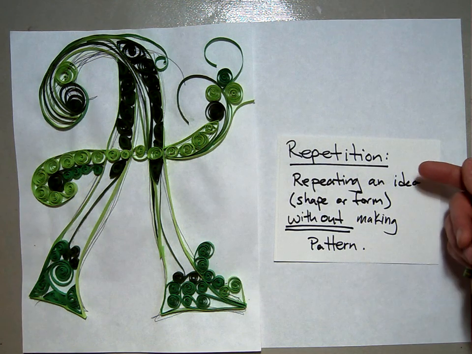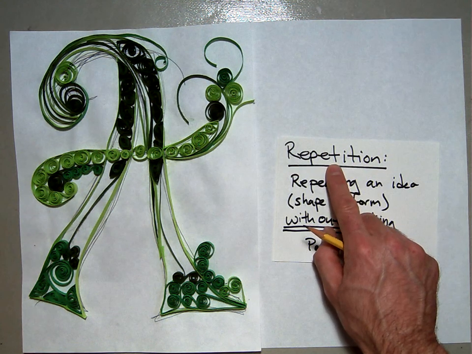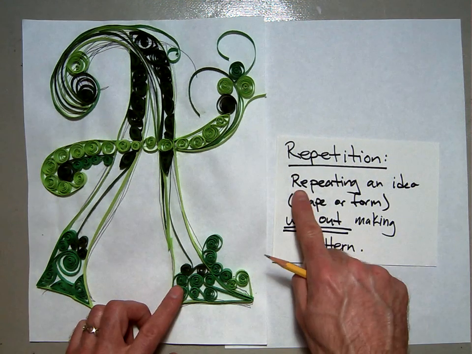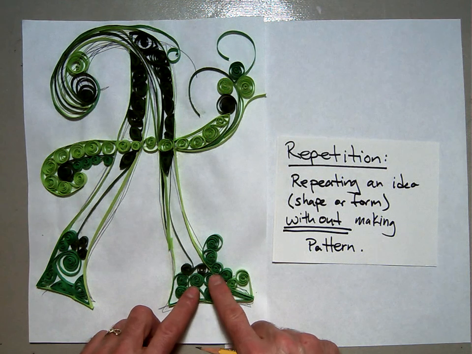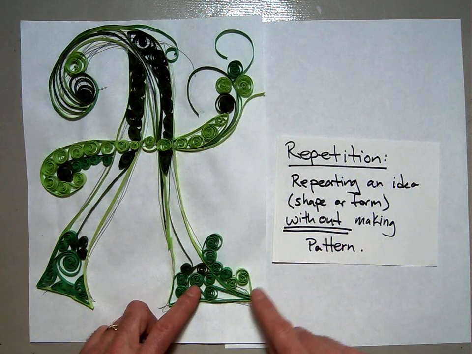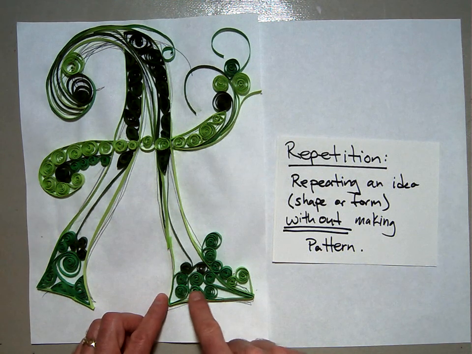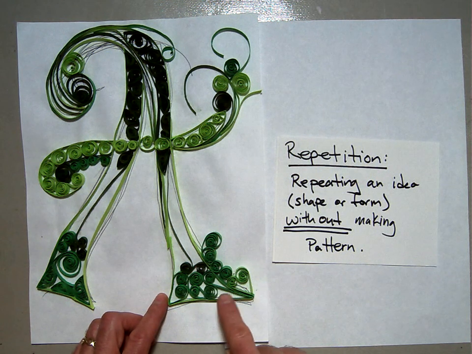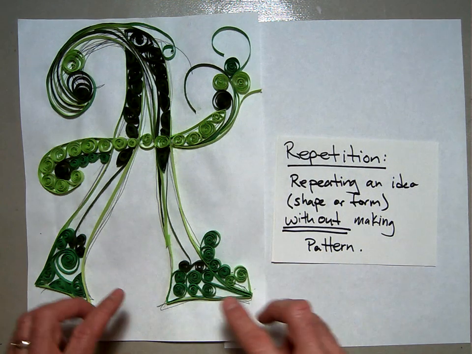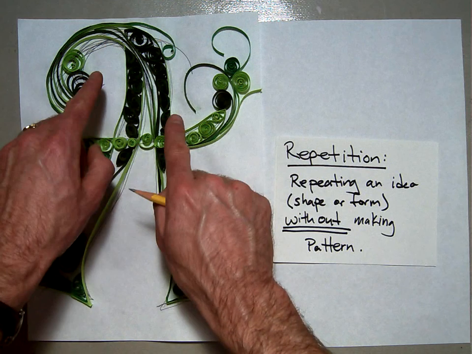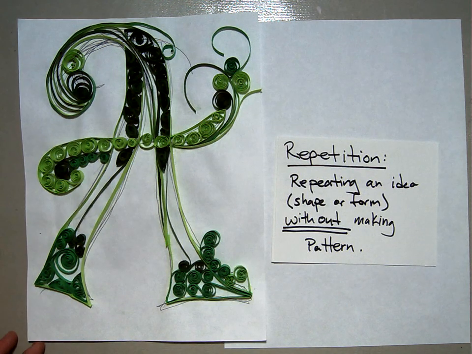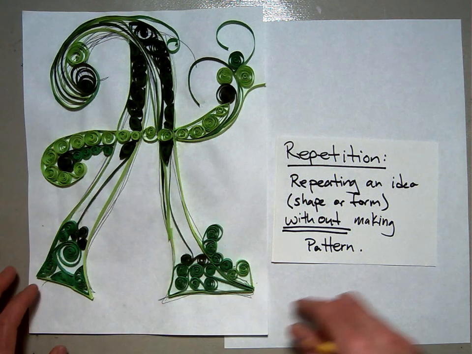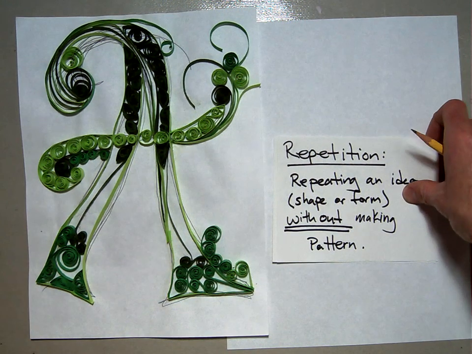And then thinking in the future about repetition. All right, so repetition is repeating an idea, in this sense a shape or a form, without making a pattern. So you'll see that here we've repeated this open C quilling form a couple times, but we didn't make a pattern necessarily. So as you're designing your shape, think about what kind of patterns or what kind of repetition you're going to be using inside of your letter, and that will help guide you in making good decisions.